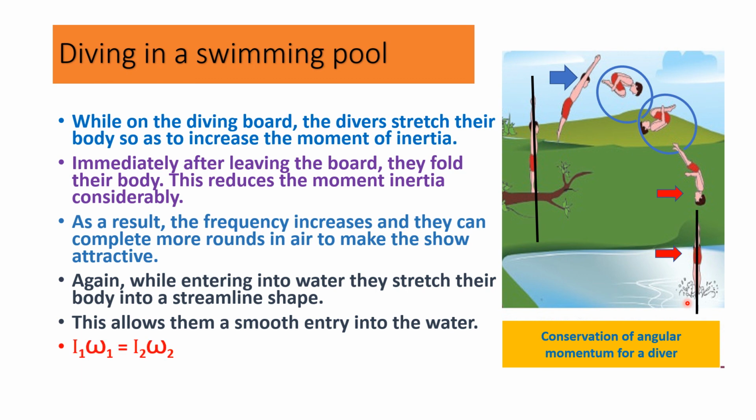In this case, the total angular momentum of the system is conserved, and hence we can write the equation as I1 ω1 = I2 ω2, where I is the moment of inertia of the system and ω is the angular speed.